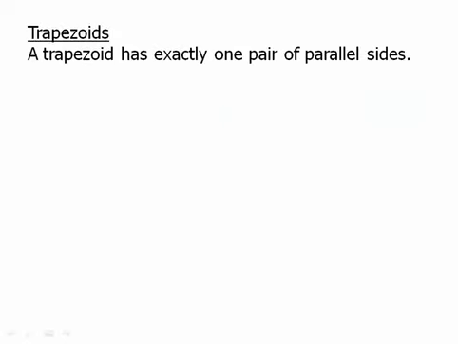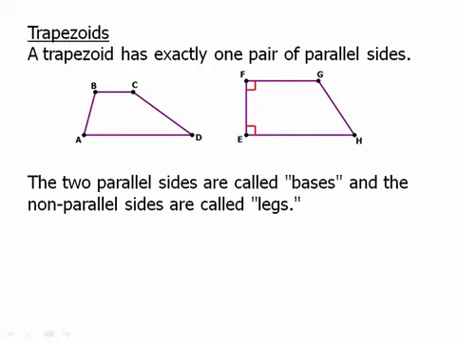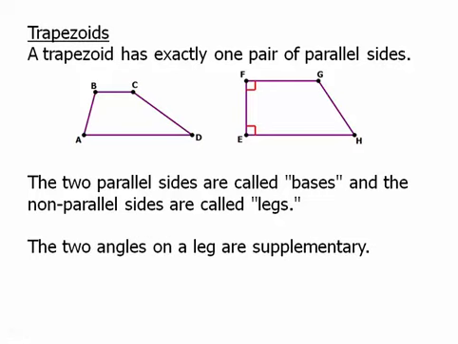Now we can talk about trapezoids. A trapezoid has exactly one pair of parallel sides. So these are trapezoids. It is possible for a trapezoid to have two right angles in it on one of the legs. The two parallel sides are called bases, and the non-parallel sides are called legs. The two angles on a leg are always supplementary. So if one of them is 90 degrees, the other has to be 90 degrees.